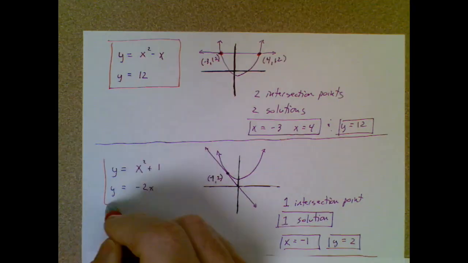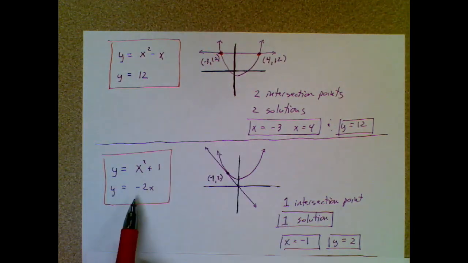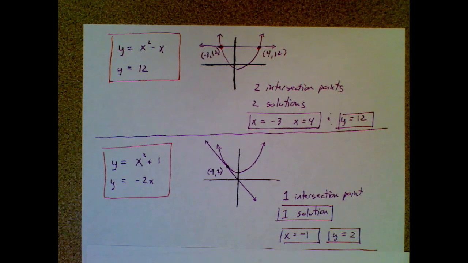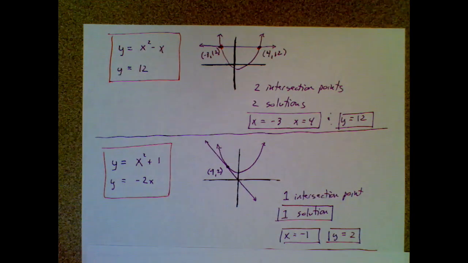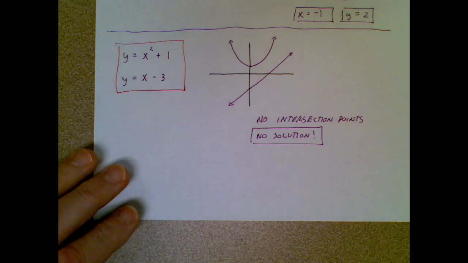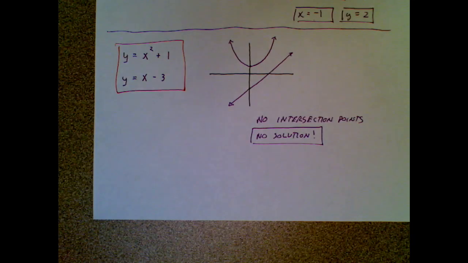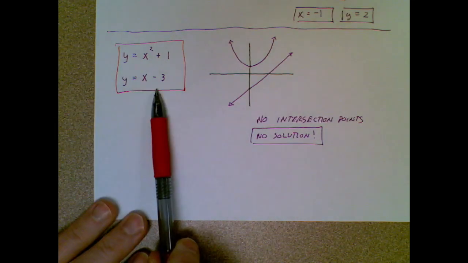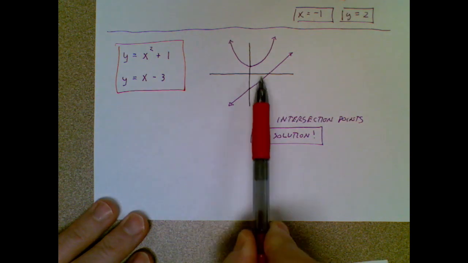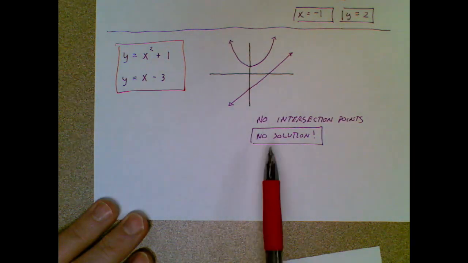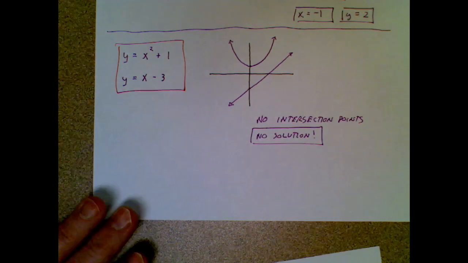In this system, when you graph it, you just get one point of intersection. But that's okay, that just means you have one solution pair, the x equals -1 and the y equals 2, which is the x and the y of the point of intersection. And as you may have guessed by now, here we have another system of equations, but when I graph it, I find no intersection. So very logically, if there's no intersection points, there is no solution.